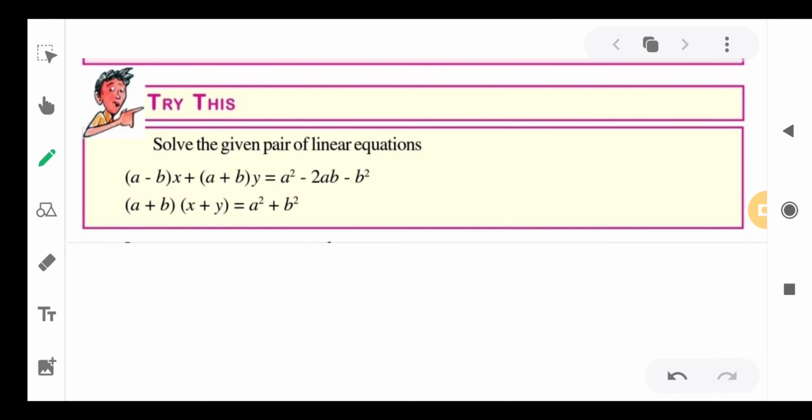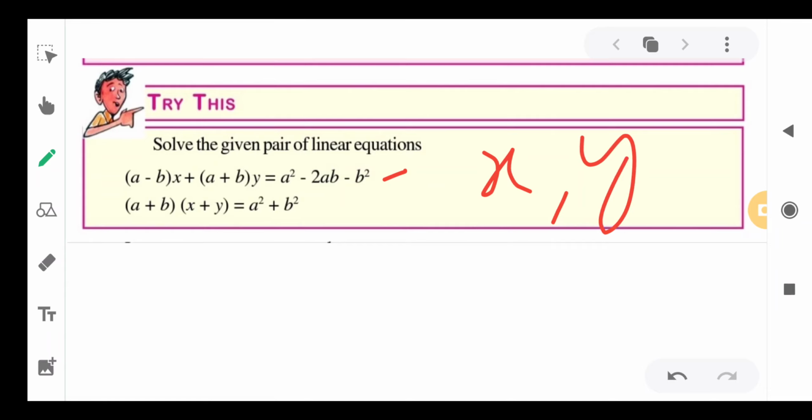(a minus b) into x plus (a plus b) into y is equal to a square minus 2ab plus b square, and the other one is (a plus b) into (x plus y) is equal to a square plus b square. Here remember that x and y are the variables. We have to find the x value and y value which satisfy both the equations.